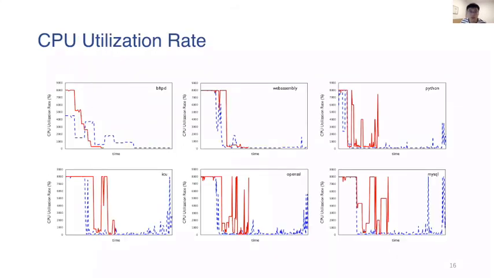These figures show the CPU utilization rate for some of our benchmark programs. The red curves are the CPU utilization rate of our pipeline approach. The blue ones are that of the conventional approach. It is clear that our approach has a higher CPU utilization rate than the conventional one, and so can finish the analysis earlier.